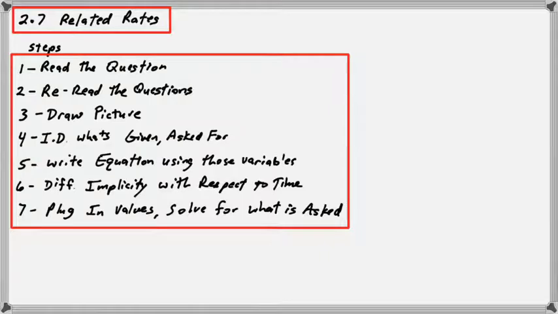After you've identified what's given and asked for and you've drawn a picture, then you're going to write an equation that involves those variables, be it a radius, a volume, a height, or whatever. Then you're going to differentiate implicitly with respect to time. Only after you take the derivative can you plug in instantaneous values. So after you've differentiated, plug in your instantaneous values and solve for what they're asking for. These are the steps that I usually recommend.